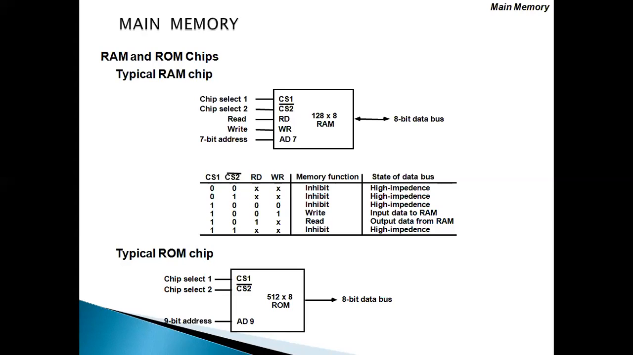So if both chip selects are activated to 0, then the function is what we call inhibit, and the state of the bus is high impedance. High impedance means always active. Okay. You will have a tri-state buffer with input, output, and high impedance states. You know tri-state buffer. Input means we can place the data, and output means we can retrieve the data. And high impedance means we don't know when we are going to place the data and when we are going to retrieve the data. Did you notice anything in this table?